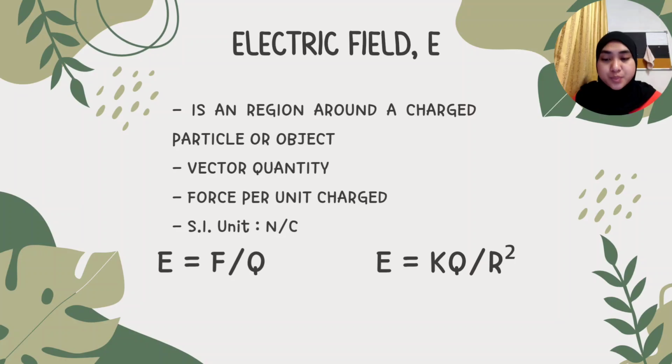Mathematically, it is expressed as E equals F over Q, or E equals K Q over R squared. E is the electric field, and the SI unit is volt per meter. F is the force experienced by the charge, and the SI unit is Newton. Q is the magnitude of the test charge, and the SI unit is coulomb, or C.